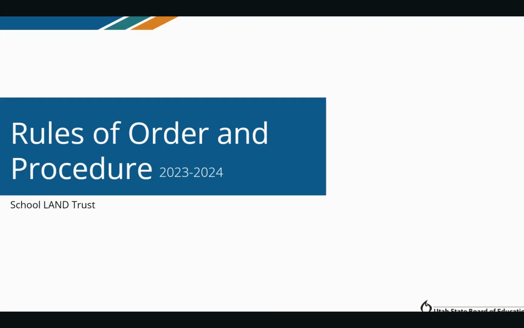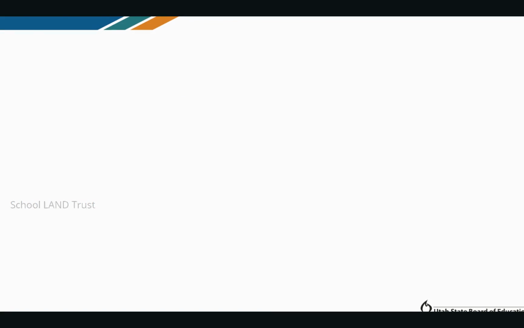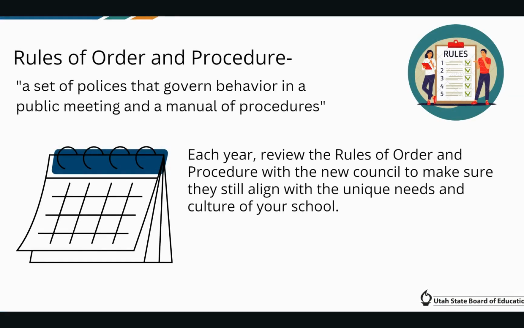In this video, I will review what is expected of the rules of order and procedure for school community councils. Rules of order and procedure are a set of policies that govern behavior in a public meeting and serve as a manual of procedures. Each school year, the council should review the rules of order and procedure to make sure they still align with the unique needs and culture of the school.